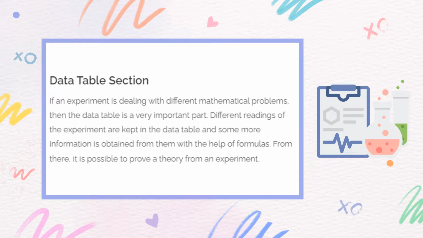Data table section. If an experiment is dealing with different mathematical problems, then the data table is a very important part. Different readings of the experiment are kept in the data table and some more information is obtained from them with the help of formulas. From there, it is possible to prove a theory from an experiment.